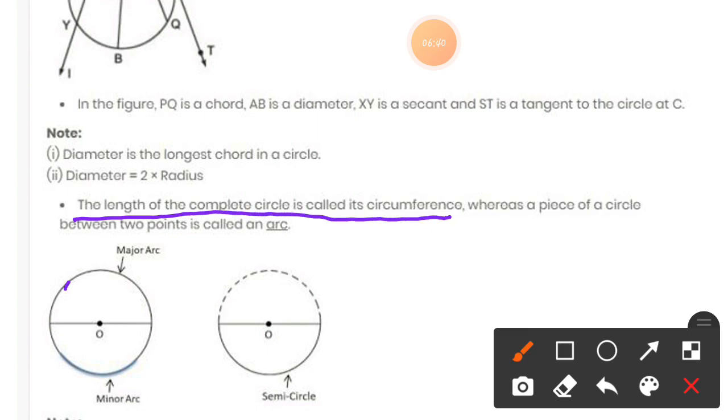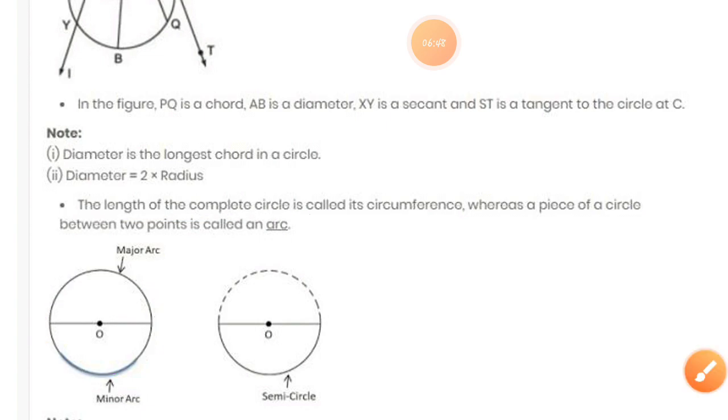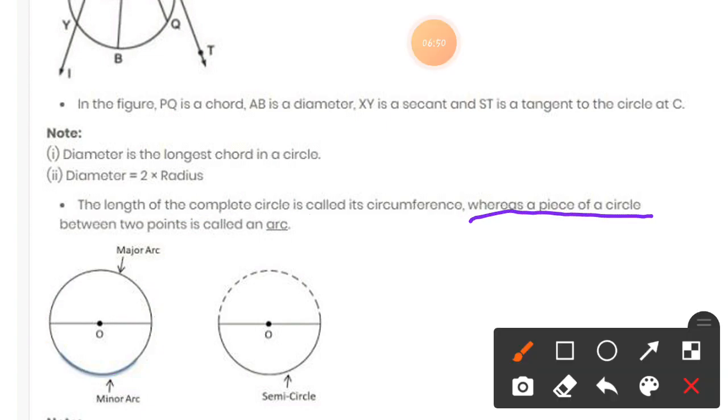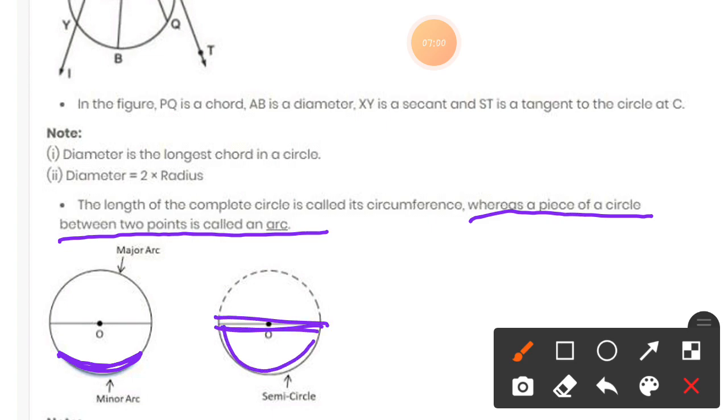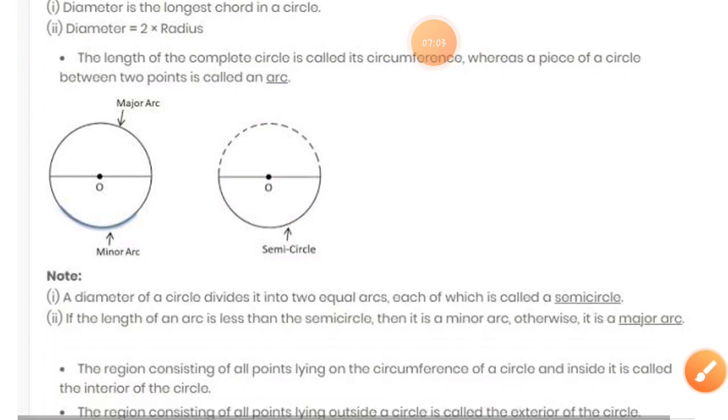Now move on to the next topic: the length of the complete circle is called the circumference. The length of the complete circle like this is known as the circumference of a circle. A piece of a circle between two points is called an arc. Suppose I take it like this. This is called an arc, and half of the circle is called a semicircle. Correct, students?